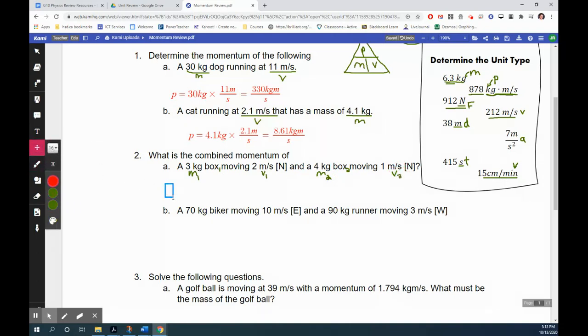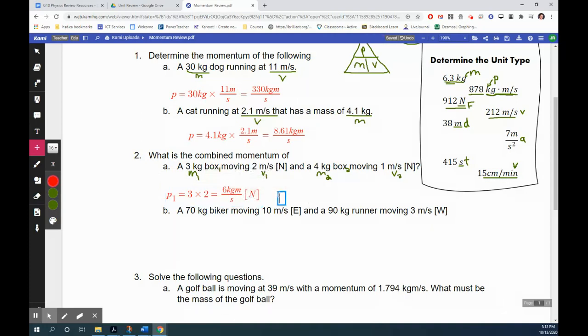And so the way we do that is I do P subscript 1. The first momentum is the first mass times the first velocity, because P equals mv. So I'm going to do 3 times 2, and that gives me 6 kilogram meters per second, okay? And in the direction north.